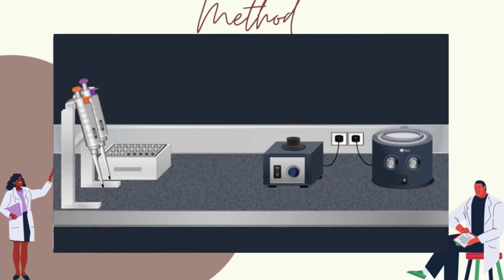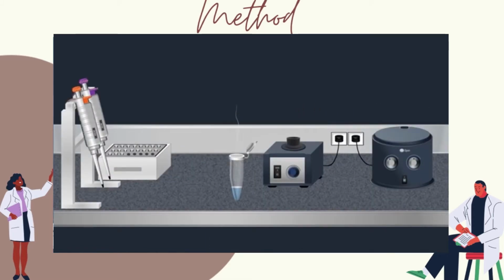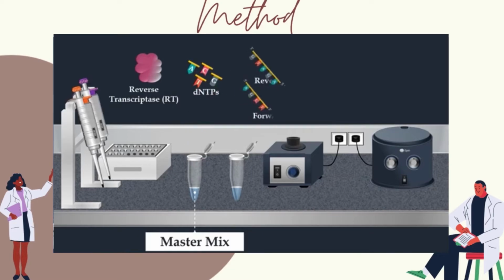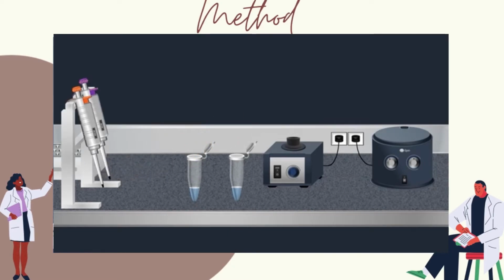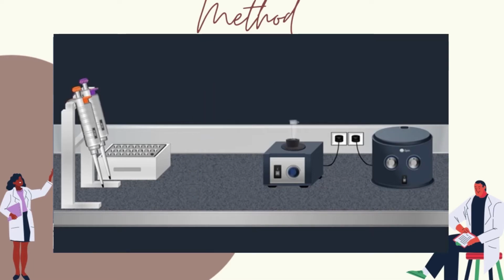Once the sample is washed, the elution buffer is added. Elution buffer removes viral RNA from spin column. Then we will get the viral RNA. Then master mix is used. Master mix consists of buffer, RT enzyme, nucleotide, forward primer, TaqMan probe, and DNA polymerase. To complete this reaction, RNA template is added into master mix and mixed.